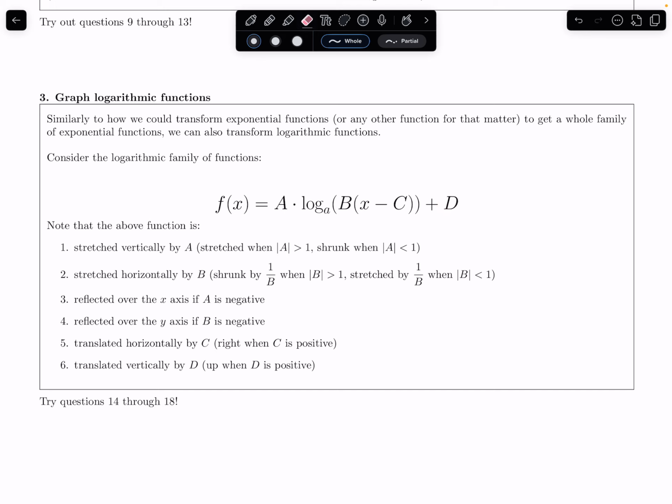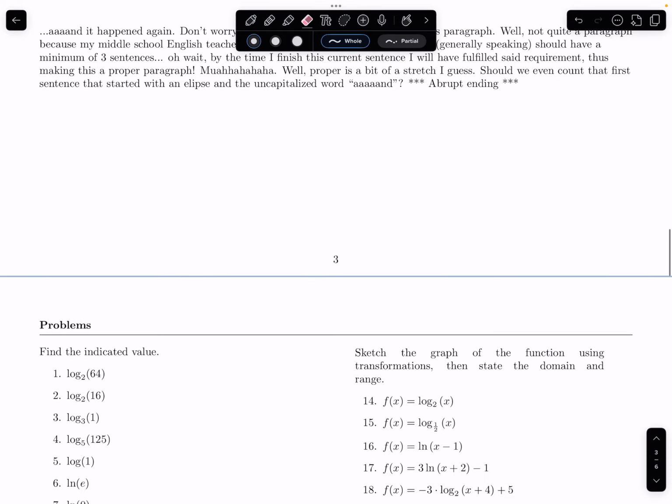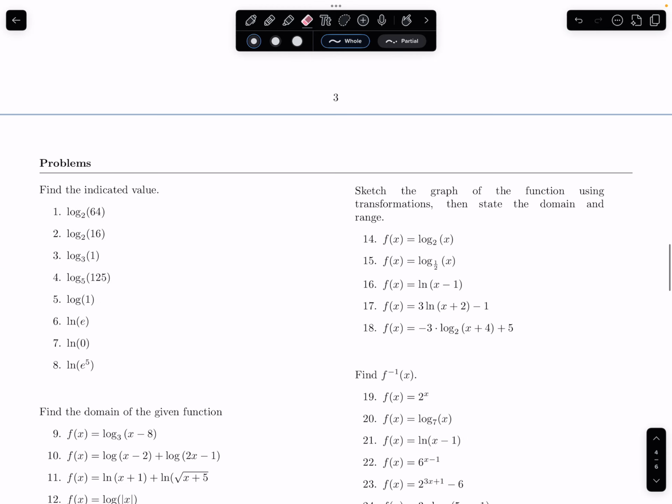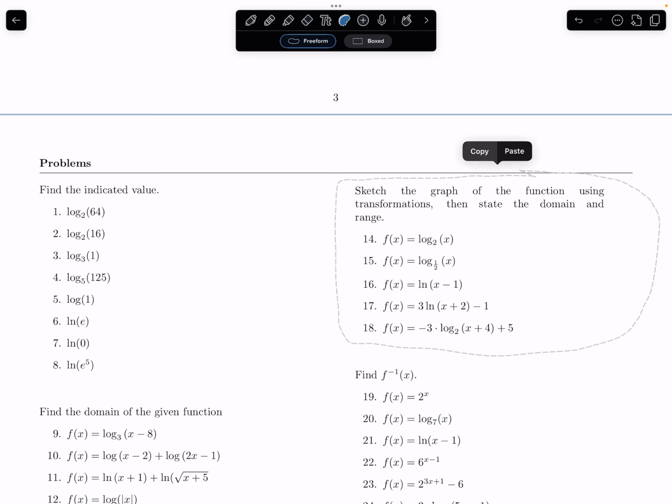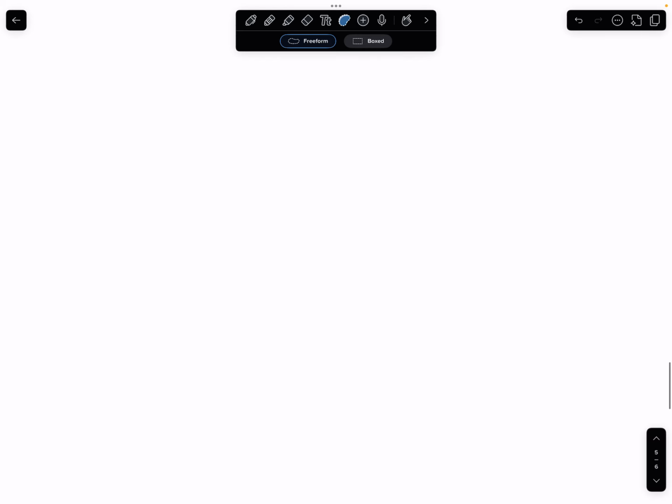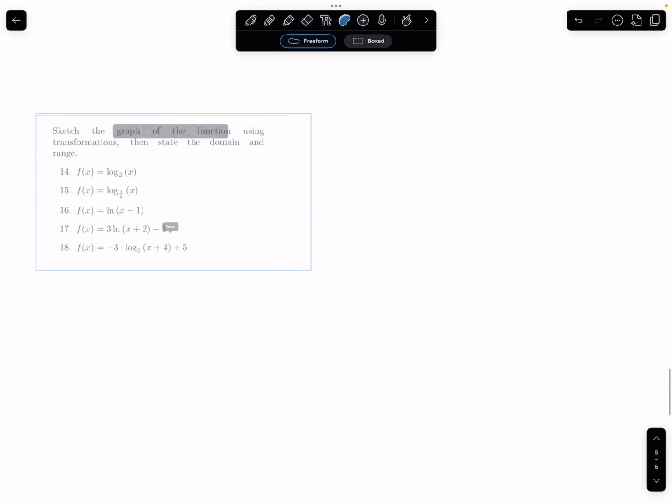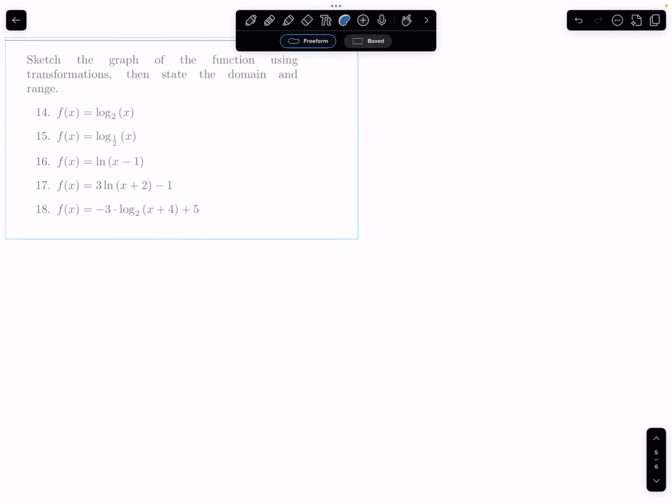Okay, so those are the translations. I kind of just went through them quickly. Transformations, sorry, because we've seen these before, right? Both in chapter 1 and in the previous section. And with that, let's just get to the graphs of our logarithmic functions. Grab these guys. Paste that here.